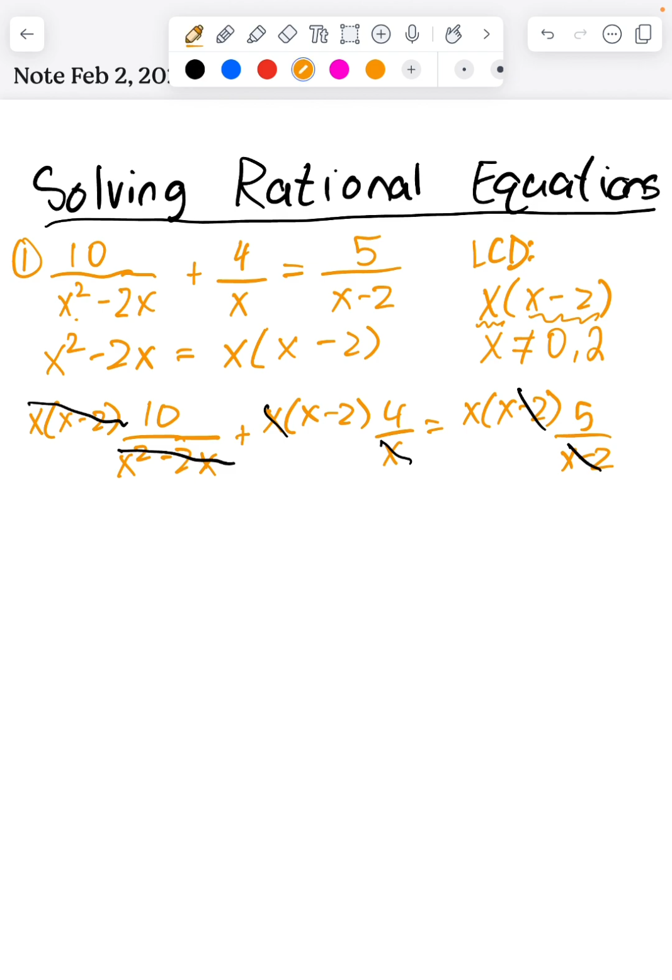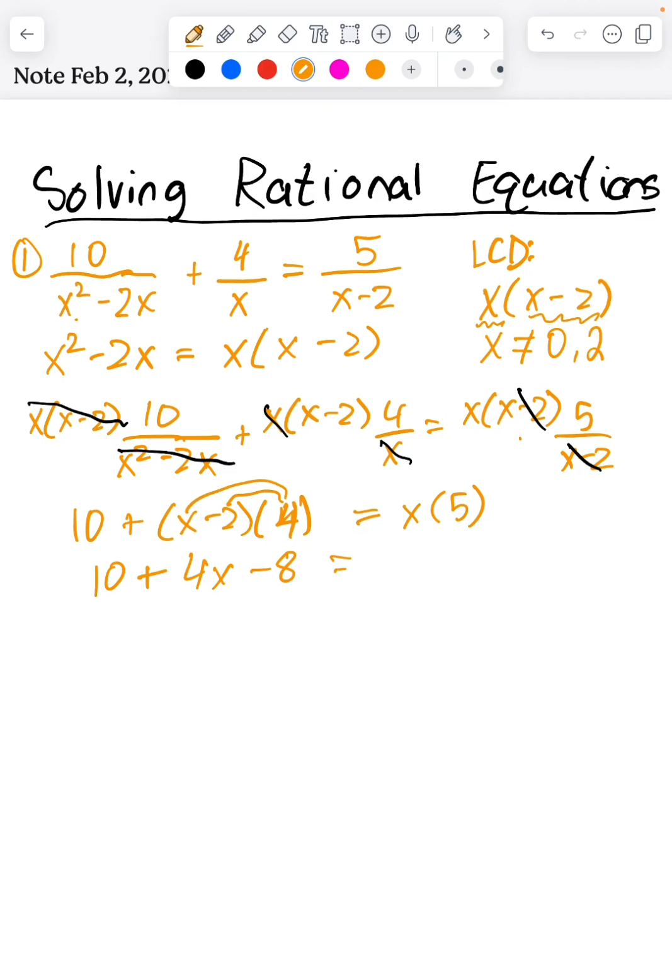So let's keep going. Over here, I just have a 10 left over, and then plus x minus 2 times 4, equals x times 5. So I have 10 plus 4 times x is 4x, and 4 times negative 2 is negative 8. All I did was distribute here, equals 5x.